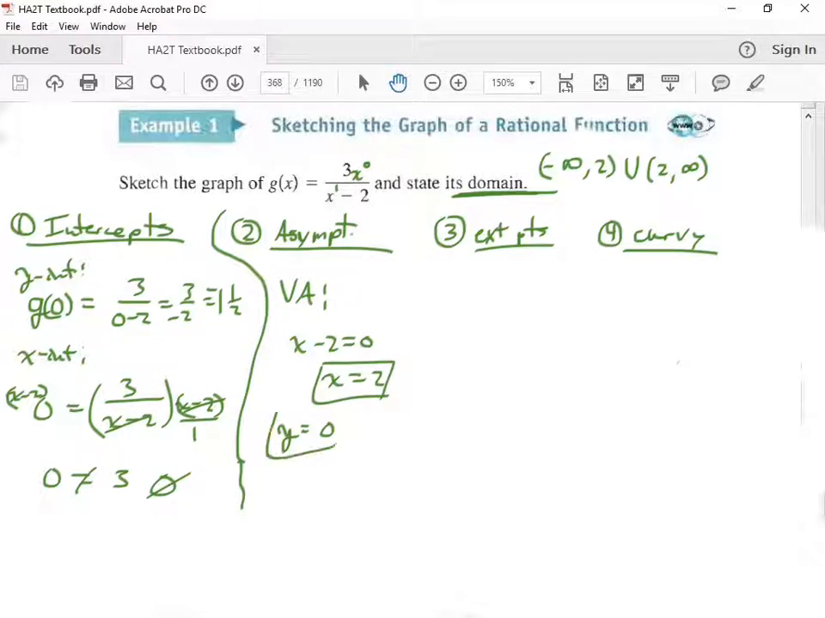All right, so we got x equals 2, y equals 0. Let's go ahead and draw our graph to get an idea of what everything looks like.